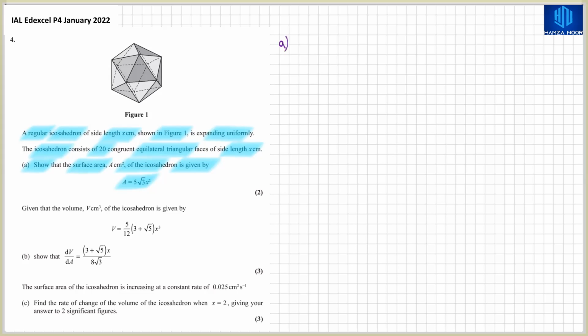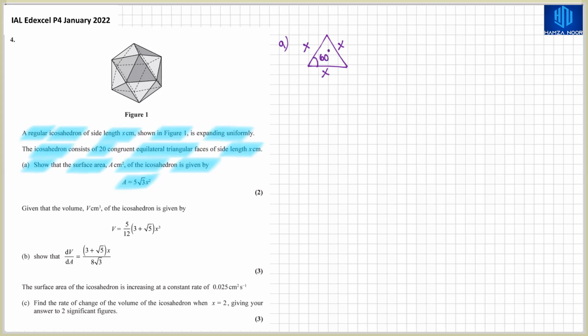So here we have basically 20 equilateral triangles. First of all, we are going to find the area of one equilateral triangle, and then we will multiply it by 20 so that we get the total surface area of this icosahedron. As we know the triangle is equilateral, which means all sides are equal, which also means all angles are equal. Since the sum of all angles in a triangle is 180 degrees, we can say that each angle is 60 degrees.